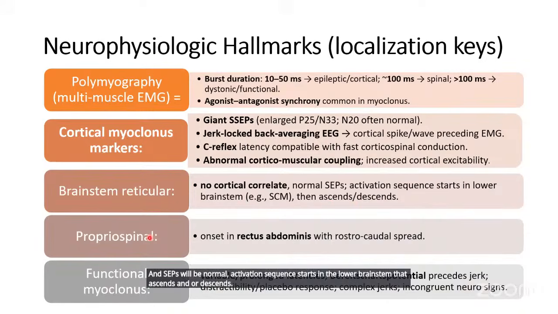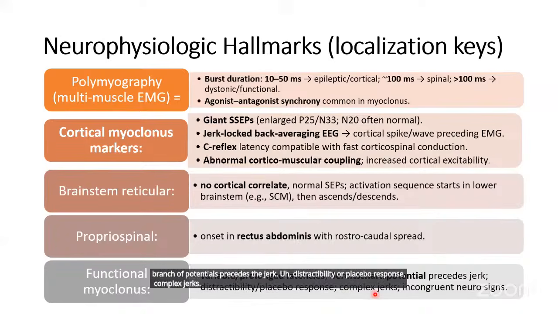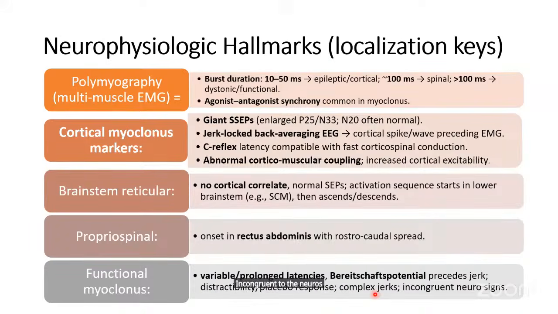Activation sequence starts in the lower brainstem, that ascends and/or descends. In propriospinal, onset is in rectus abdominis with rostrocaudal spread. In functional myoclonus, it can be variable or prolonged latencies. Bereitschaft potential precedes the jerk. Distractibility or placebo response, complex jerks, incongruent with the neuroscience.